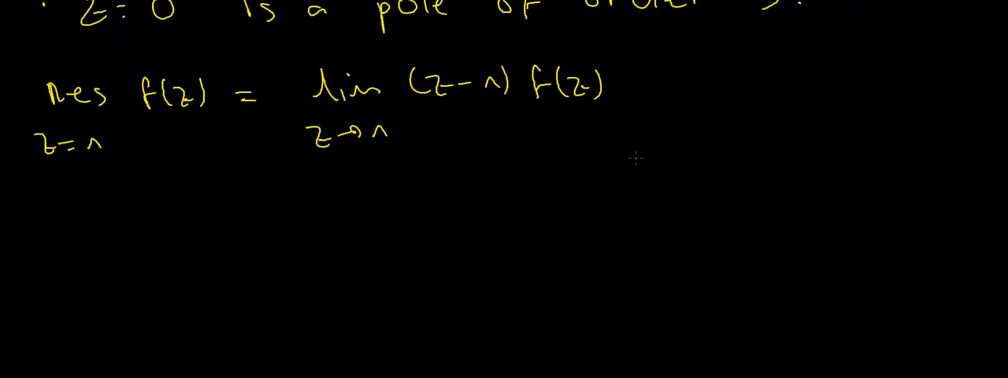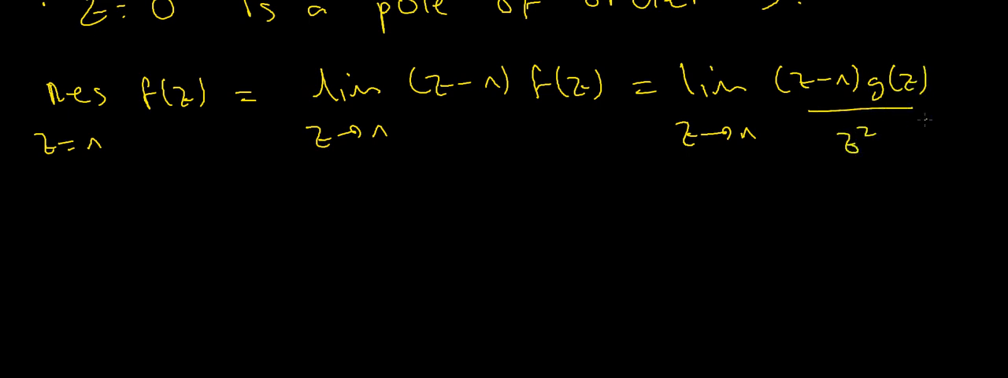But what is f? f is just equal to g divided by z squared, so that's just the limit as z approaches n of z minus n times g of z divided by z squared. But look what I have here. I know that the limit as z approaches n of z minus n times g of z, that's just the residue of g, right? That was just the definition of the residue of g at z equals n. And as z approaches n, 1 over z squared is definitely going to be equal to 1 over n squared, and that's fine because the point at 0 is not included.